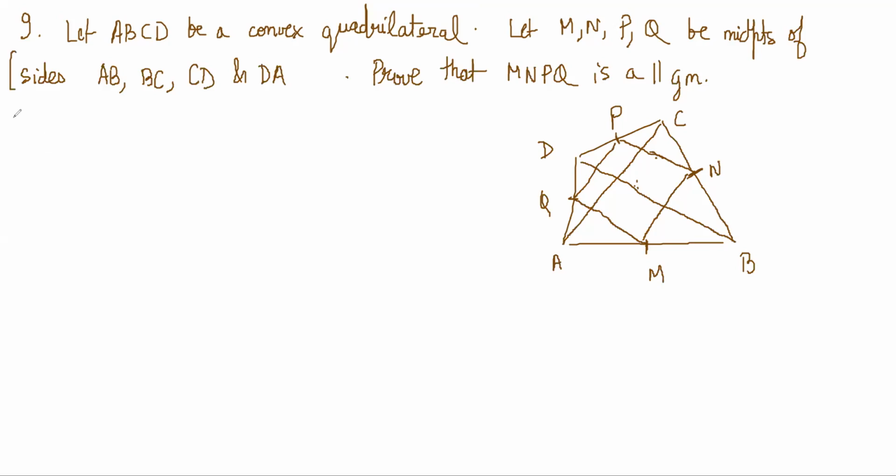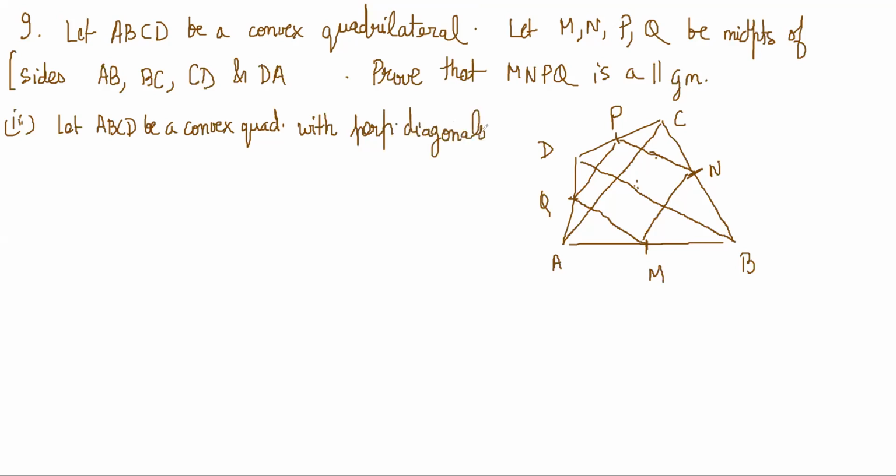So the next result we want to see is: let ABCD be a convex quadrilateral with perpendicular diagonals. So it will be now a rectangle. Now let M, N, P, Q be midpoints of the sides. Same thing, midpoints of the sides.